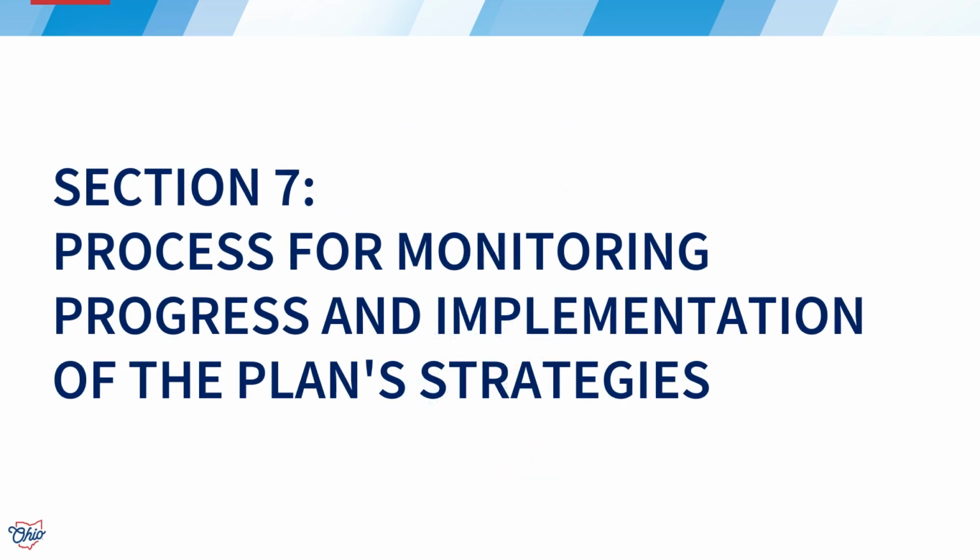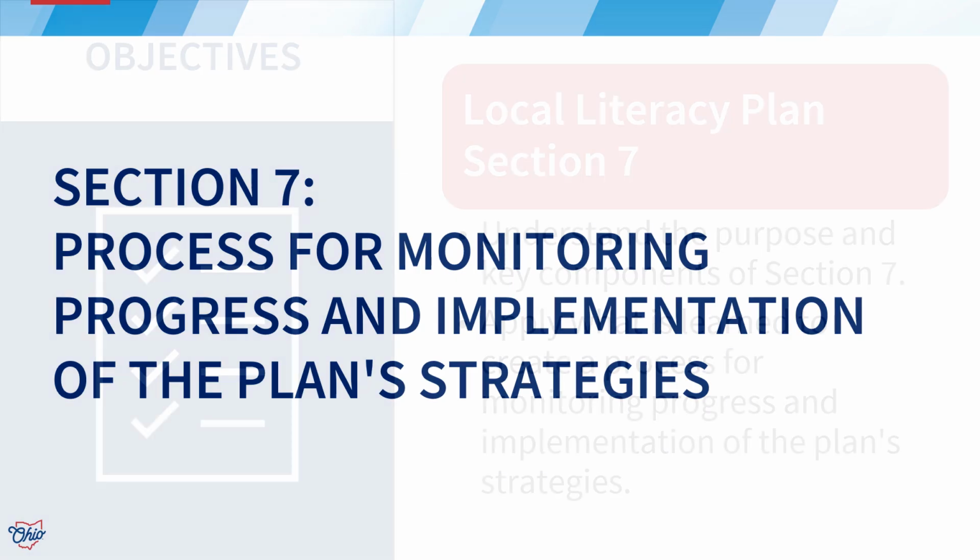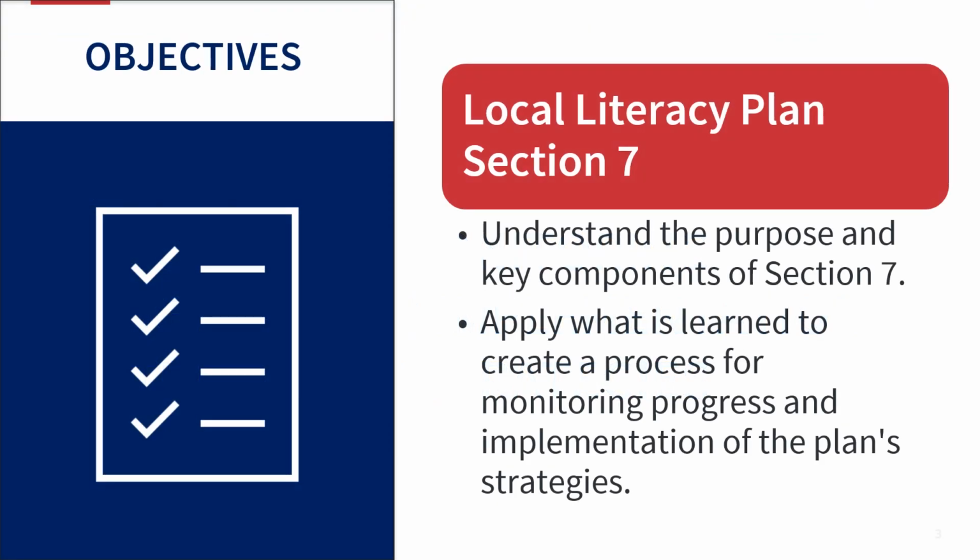This eighth video in the series will provide guidance on the development of Section 7 of a local literacy plan. Section 7 outlines how leadership teams should monitor progress and implement the plan's strategies. First, we will unpack the purpose and key components of Section 7. Then, we will discuss creating a process for monitoring progress and implementation of the local literacy plan's strategies.